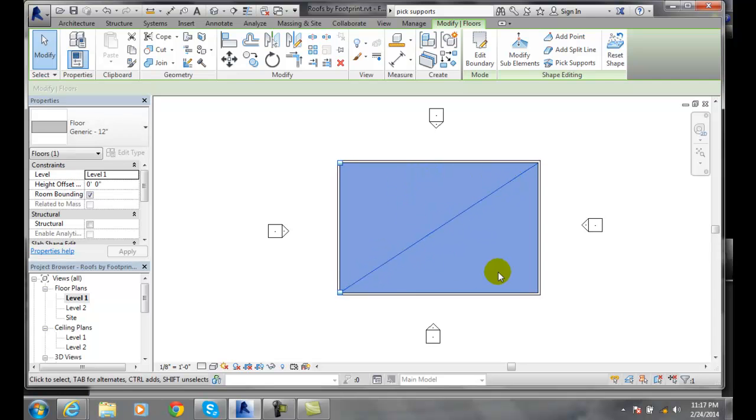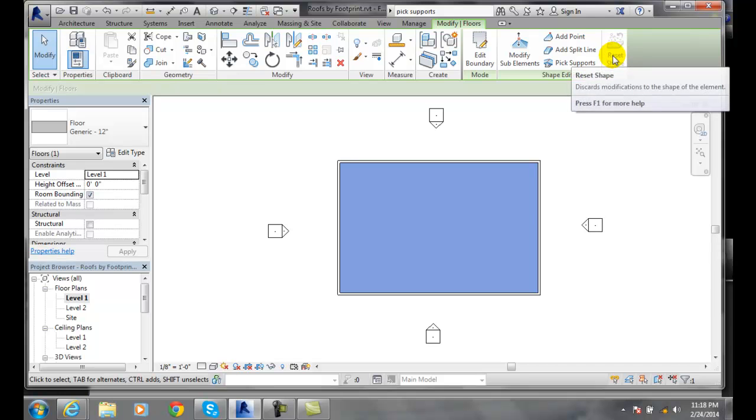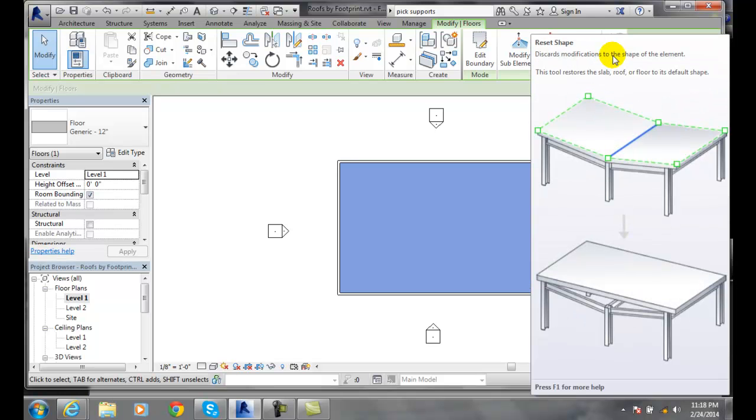I could have some other changes where I shifted the edges or points up and down. To reset it all back to normal, back to flat, I can go up to Reset Shape. When I reset shape, everything is perfectly level, back to normal. And so resetting the shape disregards any shape that we might have put into our floor or roof or our slab.